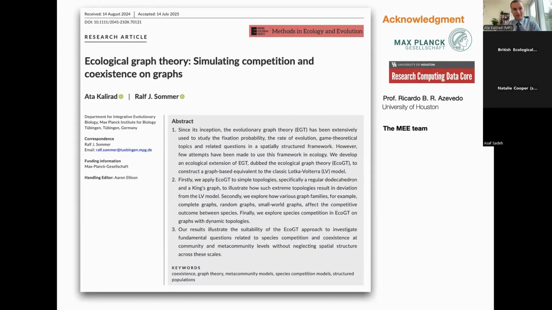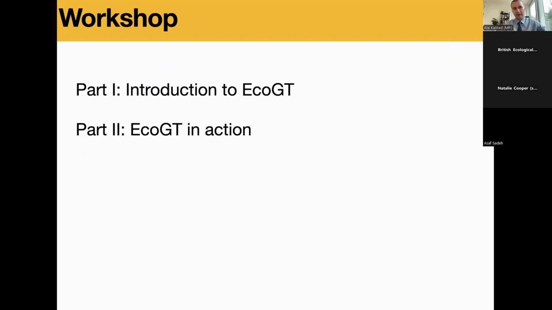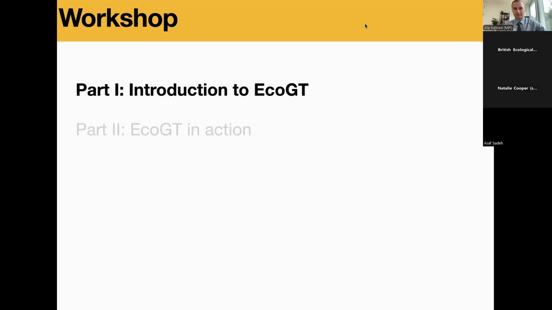And I also have to thank the MEE team for organizing this workshop to be able to explore what this method is. So I'm going to discuss this method in two parts. The first part is a quick introduction to what it is, and then the second part is actually more of a hands-on demonstration of how it works with the associated codes that are available on the GitHub repository.